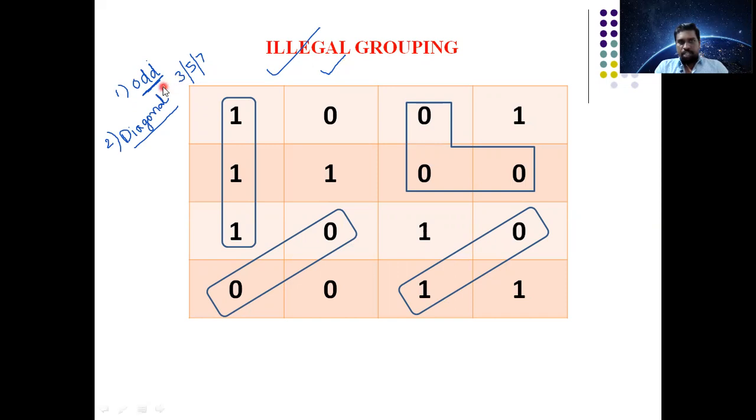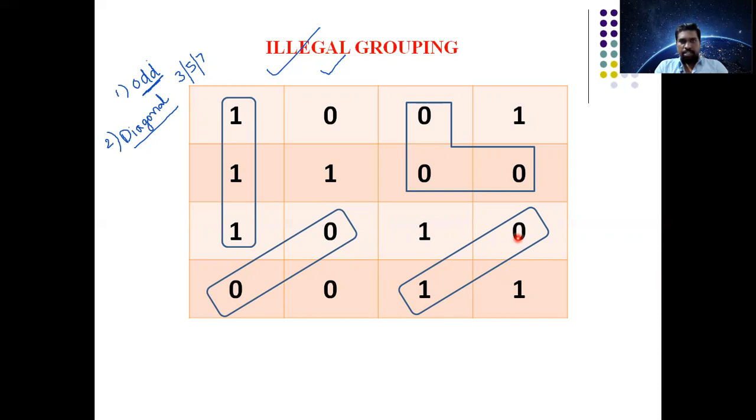What does illegal grouping mean? When you group an odd number of ones, an odd number of cells in a K-map, then it is called illegal grouping. As well as when you group diagonal cells in a K-map, it is called illegal grouping. Illegal grouping exists in two different conditions.